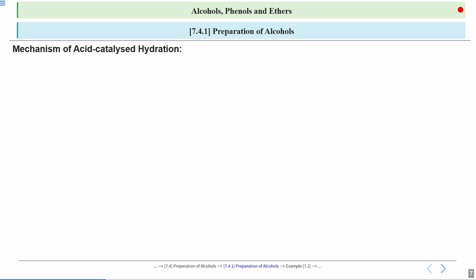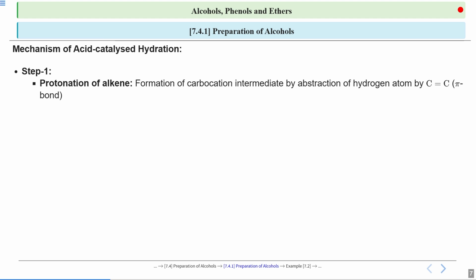Let's see the mechanism of this acid-catalyzed hydration reaction of alkenes. Step by step we will go. Step 1 includes the protonation of alkene. So we have an alkene, and we do the protonation of that alkene. In this process, there is the formation of a carbocation intermediate by the abstraction of a hydrogen atom by the C double bond C, that is the pi bond.